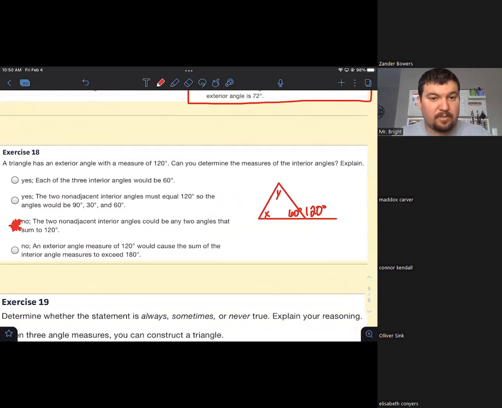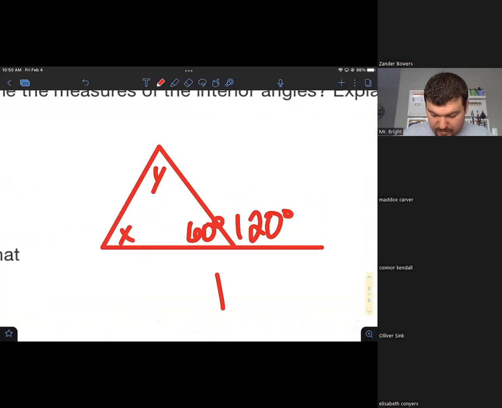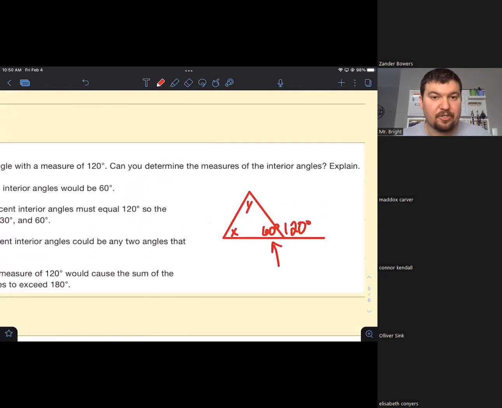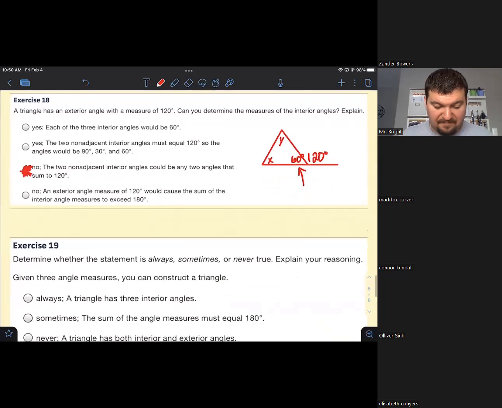We can get one of the angles down. We know that its supplement angle here is going to be 60, but we aren't really sure what the other two angles are unless the instructions said that they were congruent, which they did not. If it said they were congruent, we'd be good to go. But if they don't have to be the same measure, they could be a bunch of different measures.